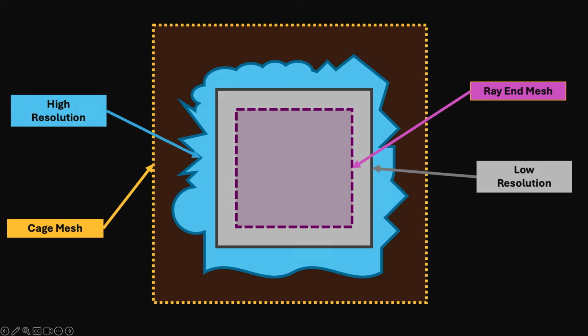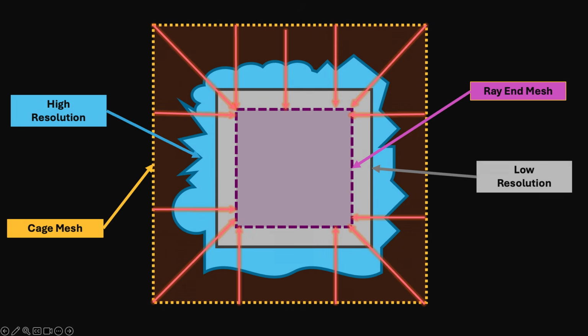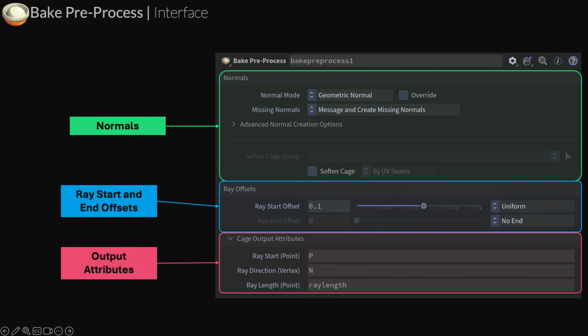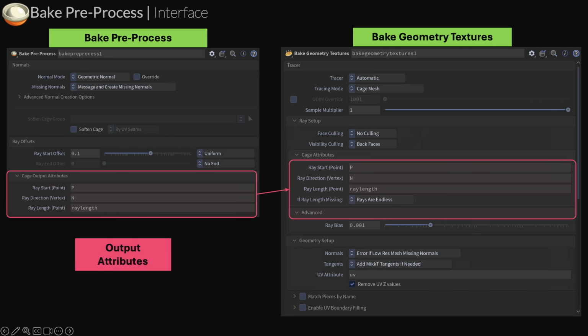We can also add a ray end mesh, which is another duplicate of the low res, which we offset inwards, which has to sit fully inside the high resolution, and we can then trace all the way from the cage mesh to the ray end mesh. This is useful if you wanted to stop baking at a certain point, or there was certain other geometry lying around that you didn't want to be picked up by the tracer. Then lastly, we have the cage attributes, which store the cage data which sit on the cage geometry output. And this is what the Bake Geometry Textures node will use to figure out how the ray should behave. So that's pretty much the whole interface of Bake Preprocess.